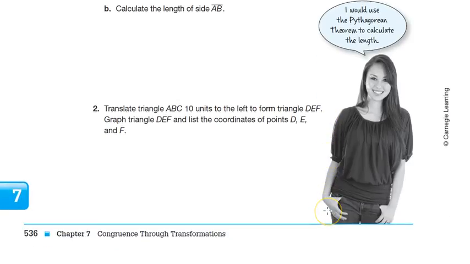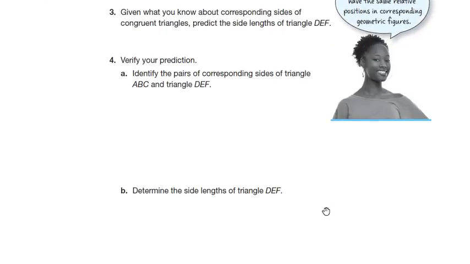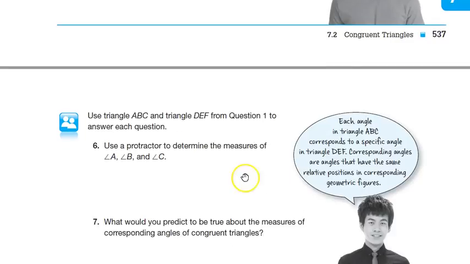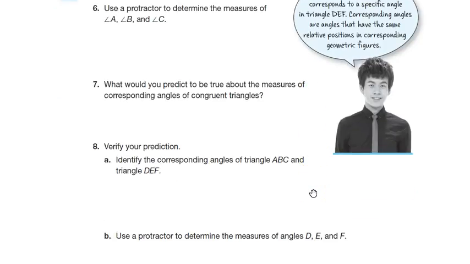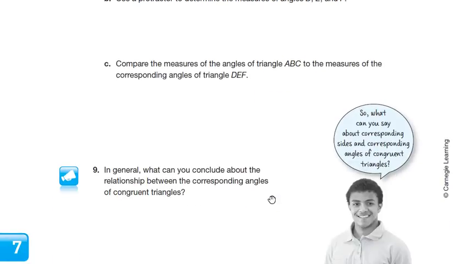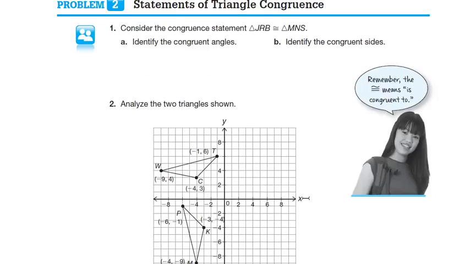So anyway, you're going to translate it to the left, graph it, and then start making your predictions about what the lengths are going to be. Then you're going to measure them. And what are you going to decide about those same sides, the corresponding sides of congruent triangles? You're going to use protractors to measure the angles of these two triangles, ABC and DEF. The big thing is, you make a prediction, then you measure it, and then you think about what you conclude about corresponding angles of congruent triangles. So corresponding angles and sides, are they always going to be congruent? That's basically the observation you're trying to make.